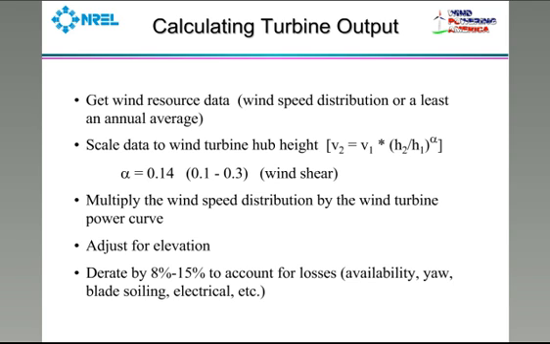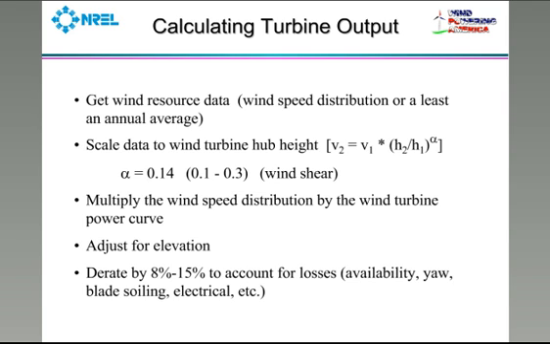You will scale the data to your wind turbine hub height. So the data you get is at some reference height, say 20 meters. And you might be thinking about putting your turbine on a 30-meter tower. So you have to scale that data from 20 to 30 meters. So you use this formula here for using the wind shear exponent. Then you multiply the wind speed distribution by the wind turbine power curve. You're basically binning it, and it'll make more sense on the next slide.